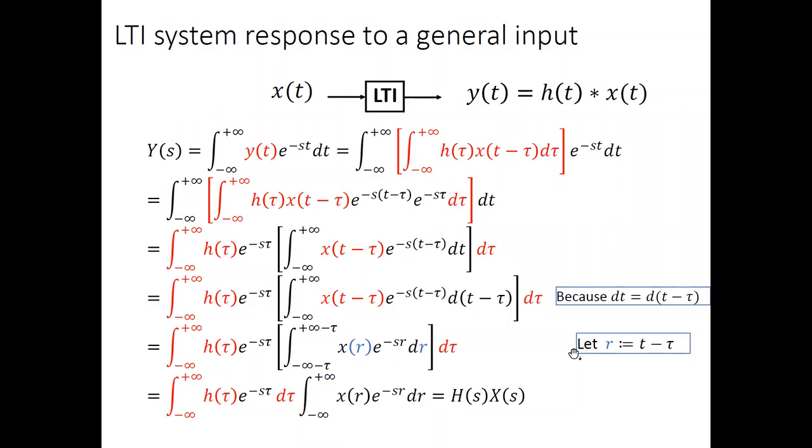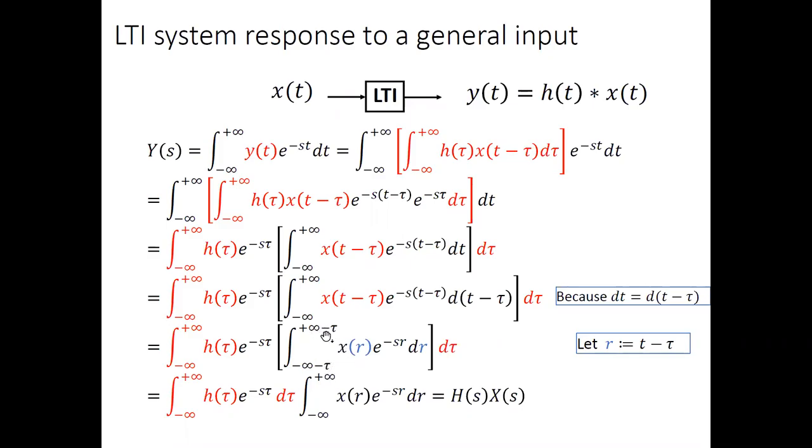And then we substitute t minus tau with the new variable r, r everywhere, replacing t minus tau. At the same time, we need to change the upper and lower limits of the integration because we are changing dt to dr. We are changing the integration variable from t to r. Then we need to add a constant calibration minus tau.